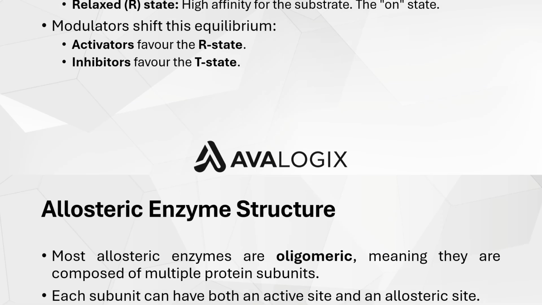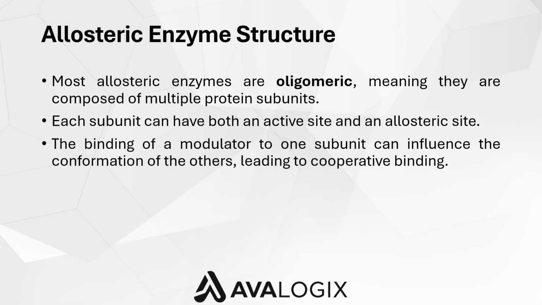Let's talk about the physical architecture of these enzymes, because their structure is directly responsible for their function. A key feature is that most allosteric enzymes are oligomeric, which means they are made up of multiple protein subunits, or polypeptide chains. This multi-subunit structure is not a coincidence. It's essential for their regulatory function. Each subunit can contain an active site and, in many cases, its own allosteric site.